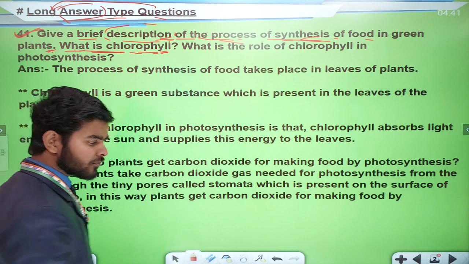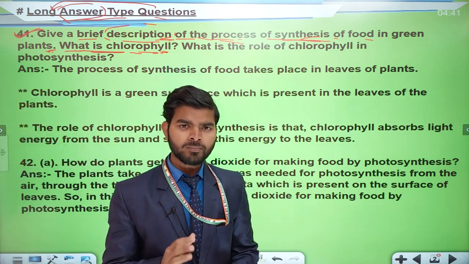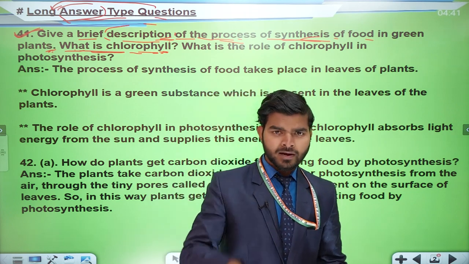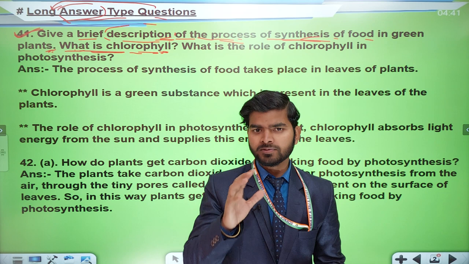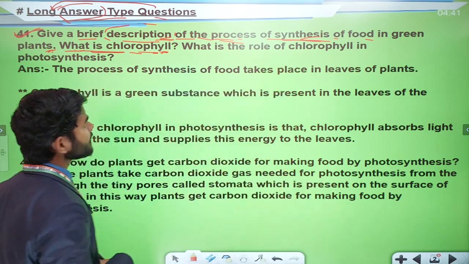I have told you chlorophyll is a green pigment which is found in the chloroplast, or chlorophyll is present on the leaves of the plants, on the surface of the leaves of the plants. A green substance, actually.